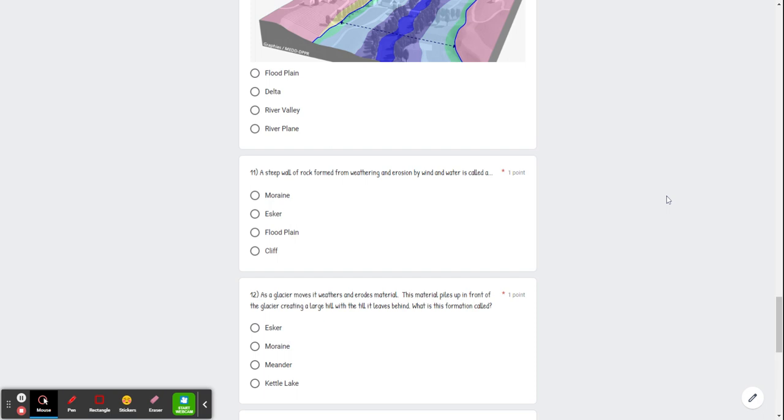Number 11, a steep wall of rock formed from weathering and erosion by wind and water is called a moraine, an esker, a floodplain, or a cliff?